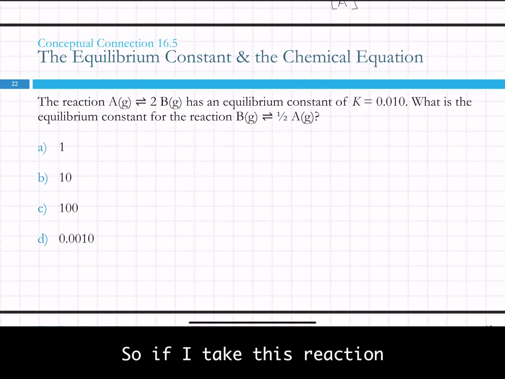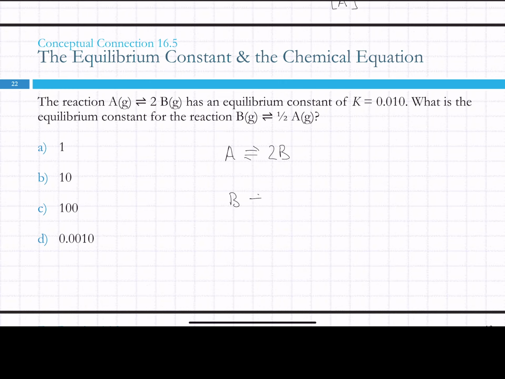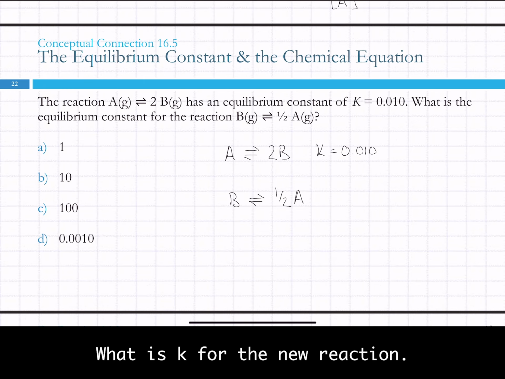So if I take this reaction and I modify it, so we're going from A becomes 2b, 2b becomes 1/2 A. I know that K for this first reaction is 0.010. What is K for the new reaction?